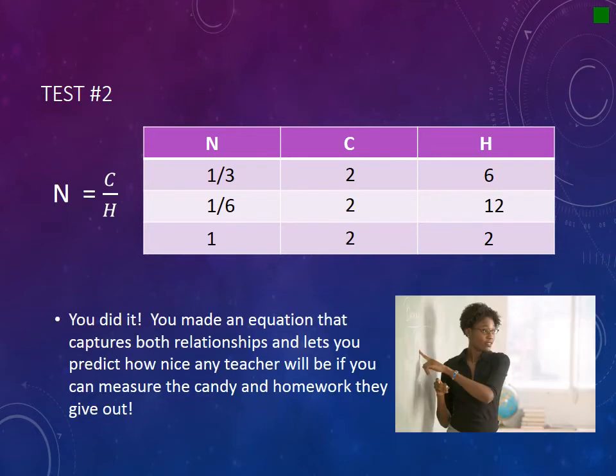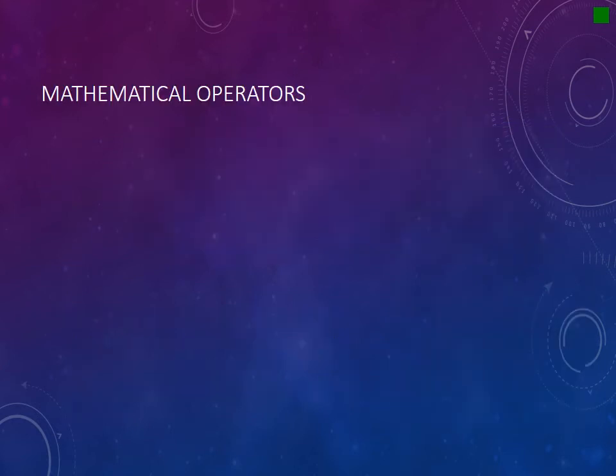So there we have it. We have made an equation that captures both relationships and lets you predict how nice any teacher will be if you can measure out the candy and homework that they give out.